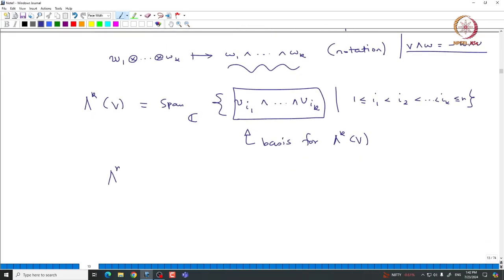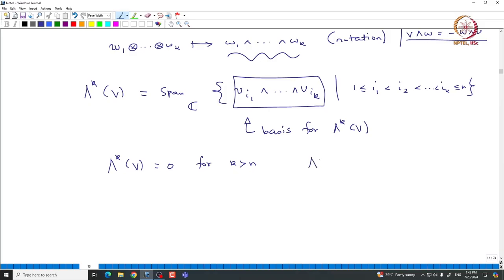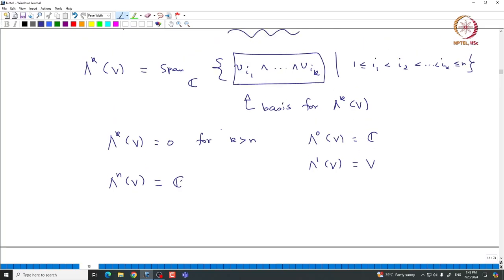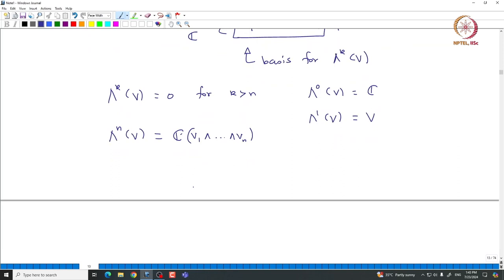Now it's not very hard to see lambda^k of V is 0 for all k greater than n, because if you have more than n elements, then when you pick i1, etcetera, ik from those n plus 1, at least one of them must repeat, so the product becomes 0. So there is no non-trivial element inside lambda^k of V. It is also not hard to see lambda^0 of V is just the complex numbers, lambda^1 of V is just V, and lambda^n of V is spanned by the nth exterior product. You have to choose k to be n, and choosing n distinct elements from 1 to n, there is only one choice. So this is the one dimensional space spanned by v1 wedge etcetera wedge vn.